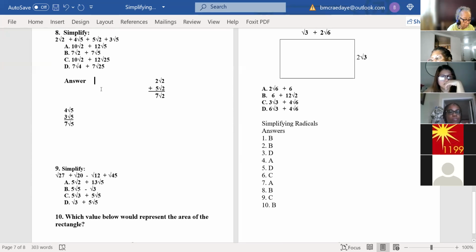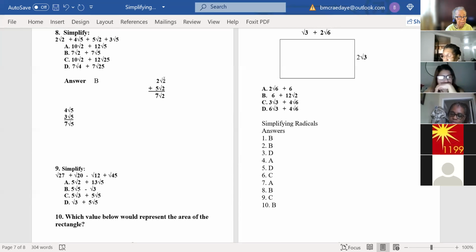But remember now, you're not touching the radicals or the radicands. You are only adding the coefficients. 4 plus 3 is 7. 5 plus 2 is 7. Any questions on the coefficients of radicals?